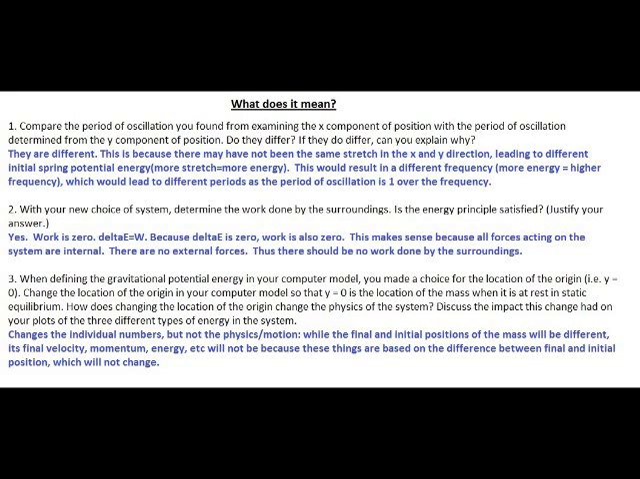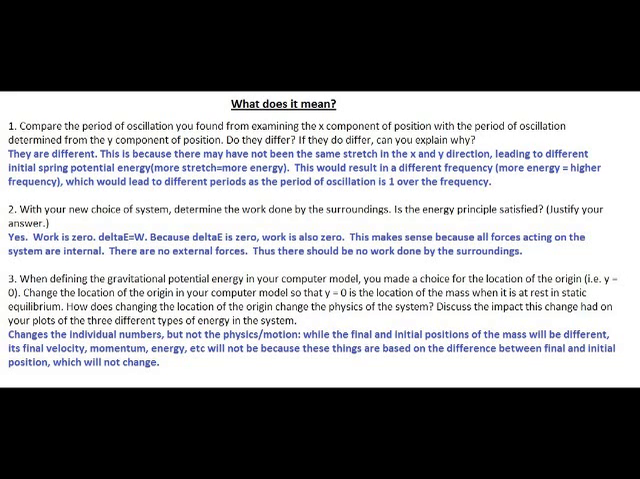So the second question: determine the work done by the surroundings in my new system. And is the energy principle satisfied? And yes, it is. And I talked about this on the previous slide, that work is 0 because the change in energy is 0. And this all makes sense because the forces acting on the system are all internal, there's no external, so there should be no work done by the surroundings.